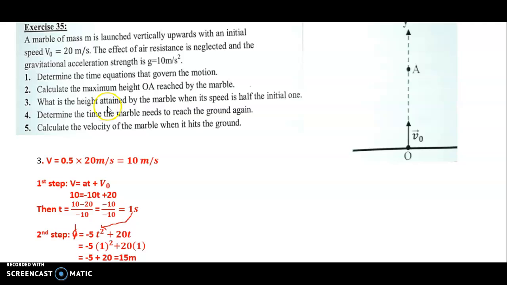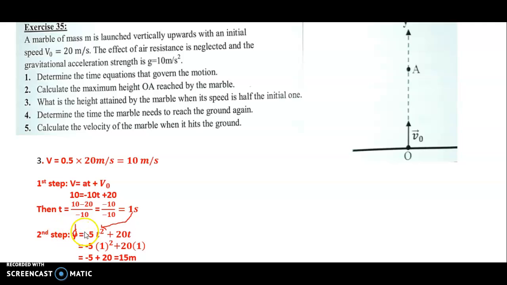Now, what is the height attained by the marble when the speed is half the initial one? This should be divided into two steps. In the first step, we calculate the time needed to reach half the speed, and in the second step, we calculate the distance. So v equal half of 20 meters per second is 10 meters per second. Substituting in the speed time equation, v equal at plus v naught, 10 equal minus 10t plus 20, t equal 10 minus 20 over minus 10. This is minus 10 over minus 10, which is 1 second.